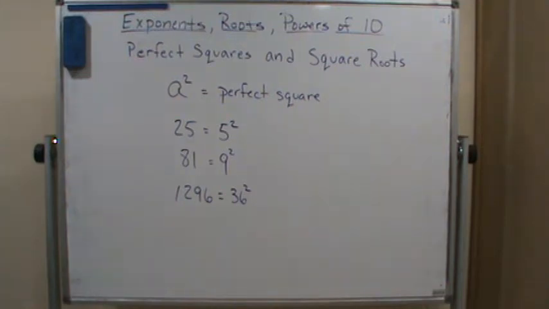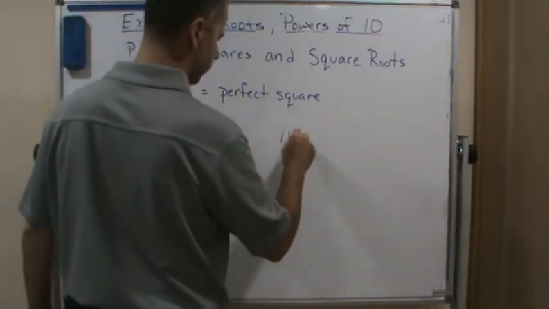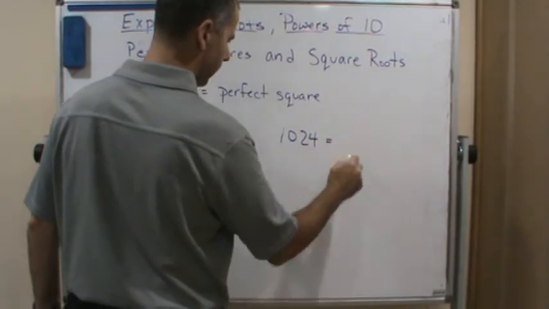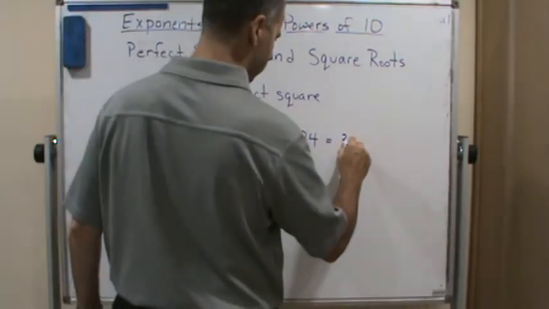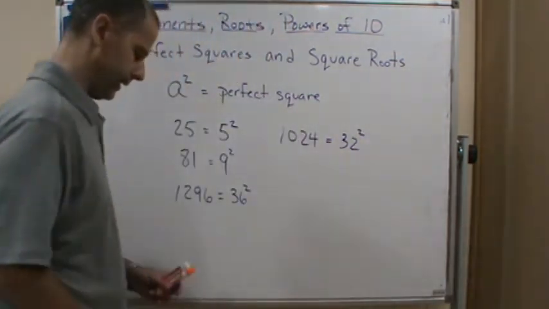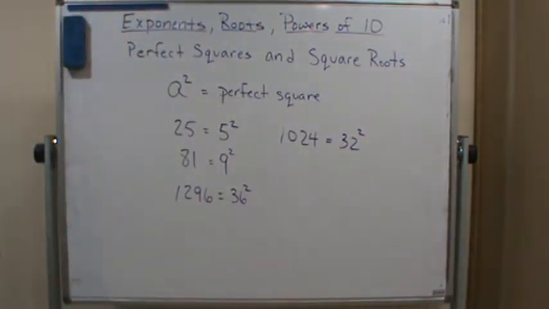1,296. Okay, what about the 1,024? Is that a perfect square? Sure is. Because I could take 32 squared, and I get 1,024. So all of those are examples of perfect squares.